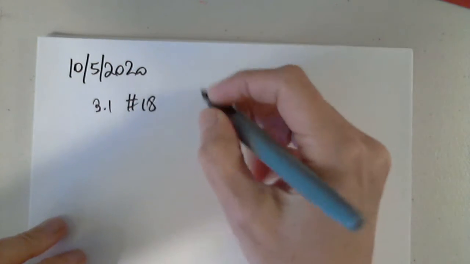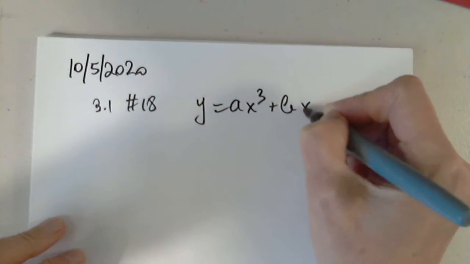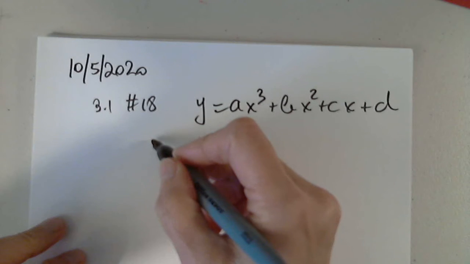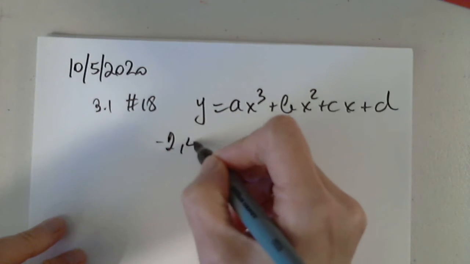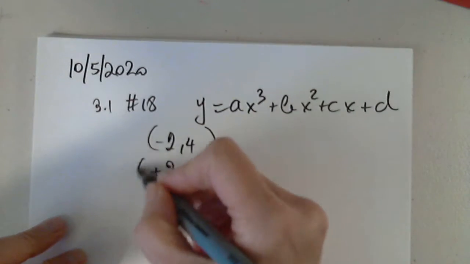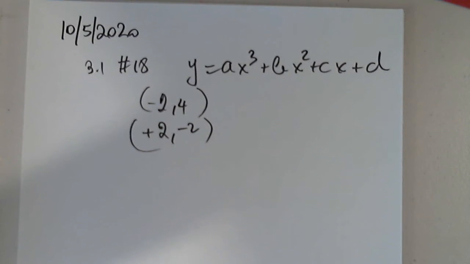It says find a cubic function y equals ax to the third plus bx squared plus cx plus d when the horizontal tangents are at points negative 2, 4 and 2, negative 2. Yep. Good, perfect. Excellent problem.